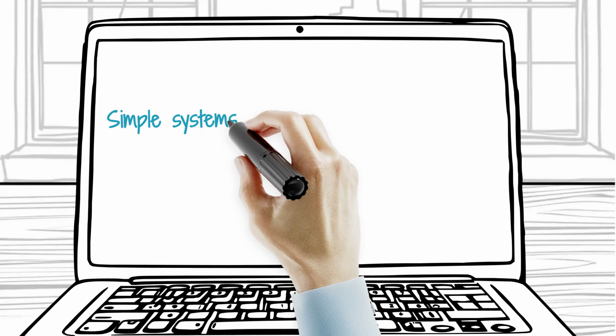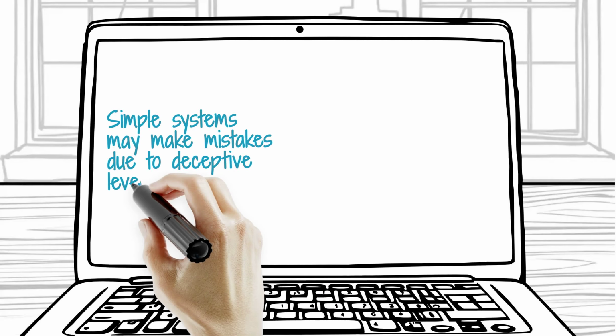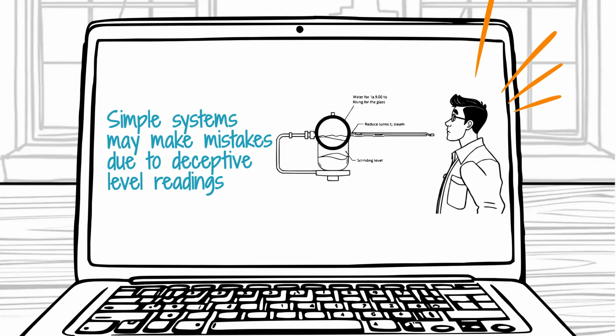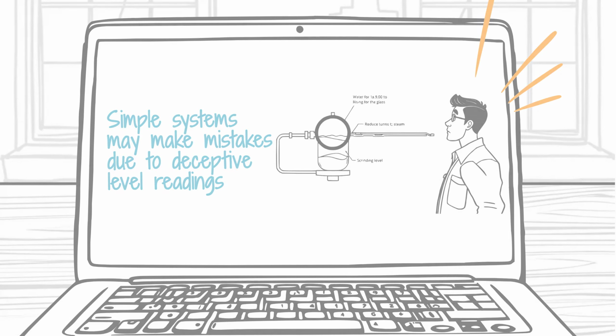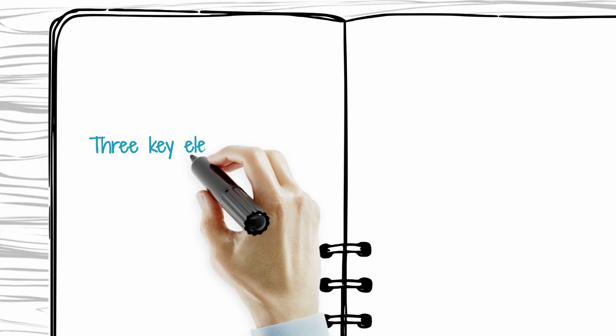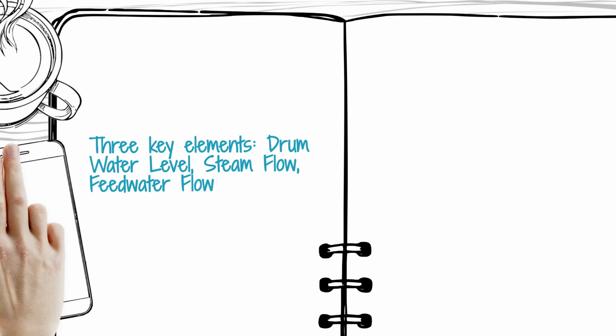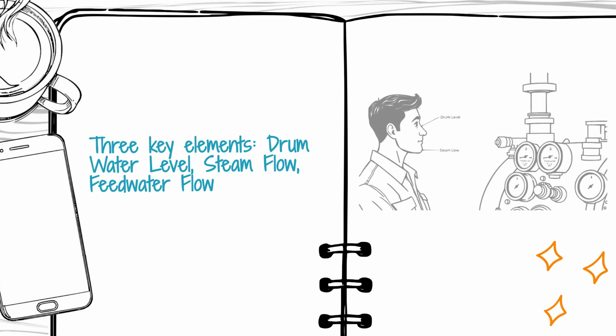A simple control system, seeing the rising level, would mistakenly reduce feedwater flow. However, water is actually being lost as steam. Conversely, a sudden drop in steam demand causes the water level to shrink. The three-element system overcomes this by incorporating three key measurements, or elements, to accurately reflect the true condition: drum water level, steam flow, and feedwater flow.